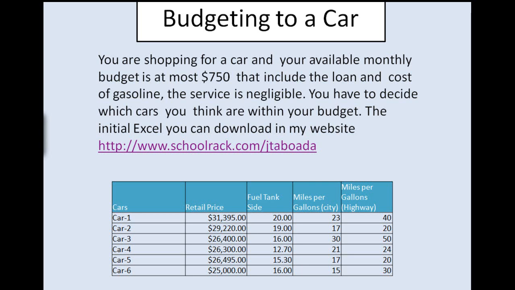Okay, this is project number 2 for test number 3. It's about budgeting for a car. You are shopping for a car and your available monthly budget is at most $750. That includes a loan and the cost of gasoline. The service is negligible. You have to decide which car is within your budget.